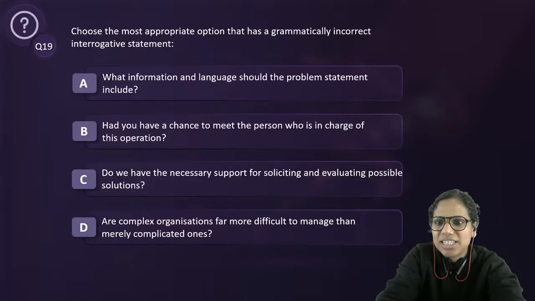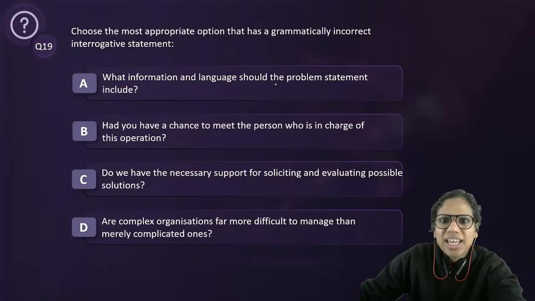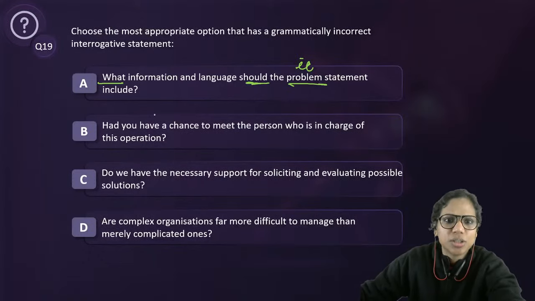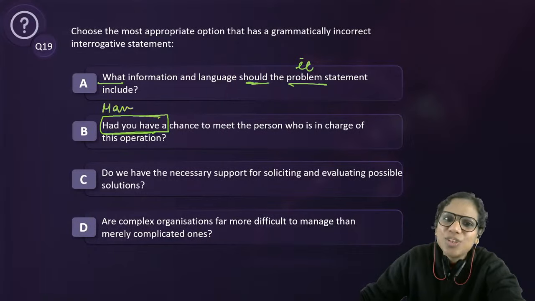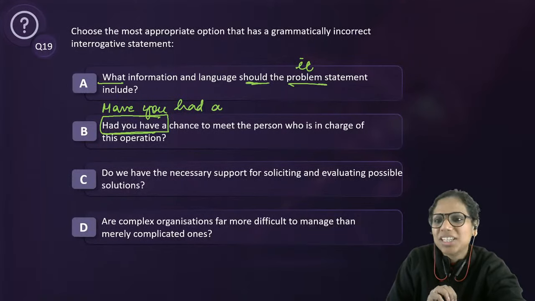Now, question 19. Choose the most appropriate option that has a grammatically incorrect interrogative statement. I have already got some answers here. So let's see. What information and language should the problem statement include? What should it include? Correct structure. What should it include? Had you have a chance? Is this the correct way to ask the question? Or have you had a chance? Have you had a chance? Right? So B is the erroneous one here, not C.